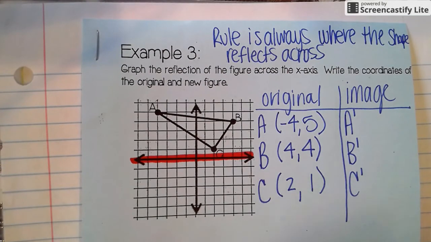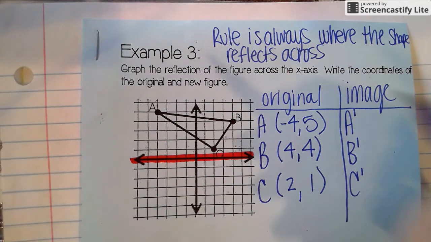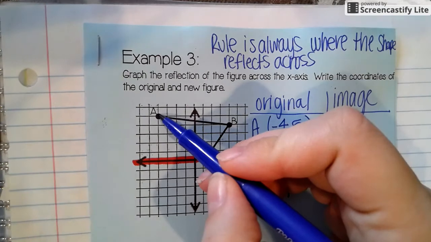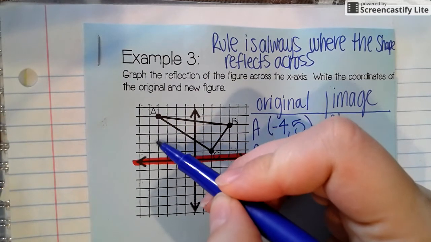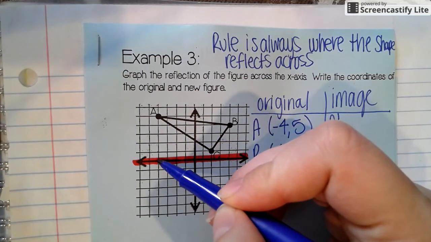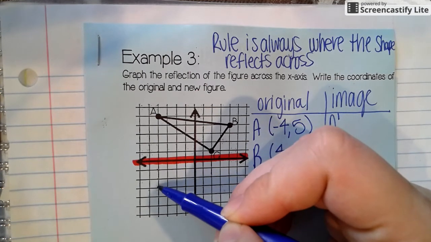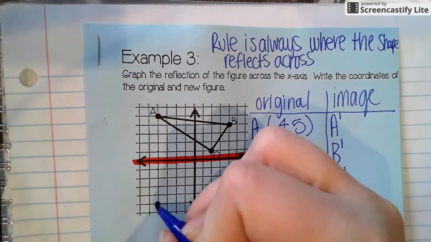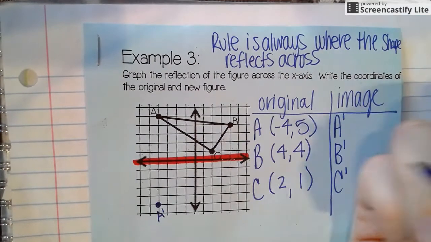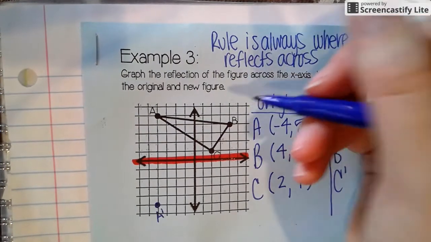Now what I'm going to do to reflect is you count how far away that point is from the reflection line and then count that many points on the other side. So for example, you're going to count how far A is. So it goes 1, 2, 3, 4, 5. It's 5 away from the reflection line. So you're going to count 1, 2, 3, 4, 5 on the other side, and that's where you're going to label A prime. You're going to do the same thing for all the points.